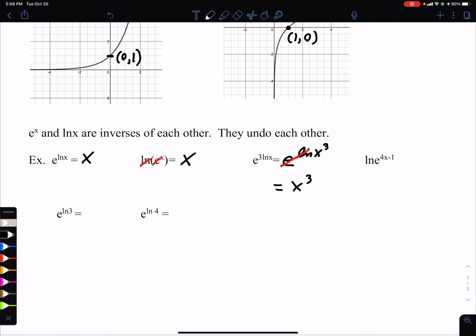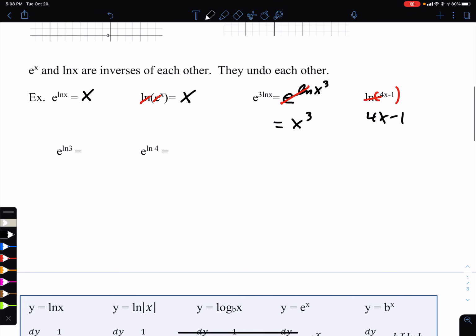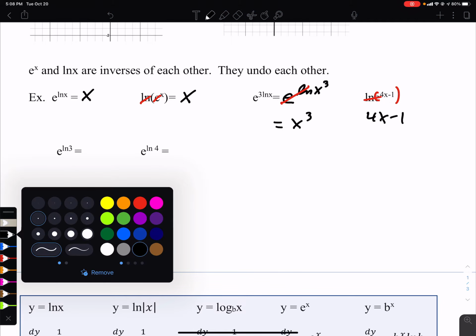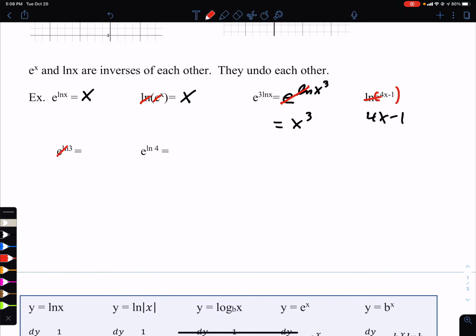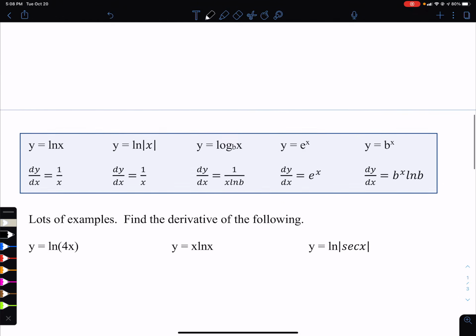The next example, e and ln are going to cancel out here. So you have ln of e to a power, those cancel, and you will simply get 4x minus 1. We will keep on going here. This is quite simple. E and ln cancel, 3. And you'll see the same thing here, e and ln cancel, and 4. So that's an important concept you need to know.